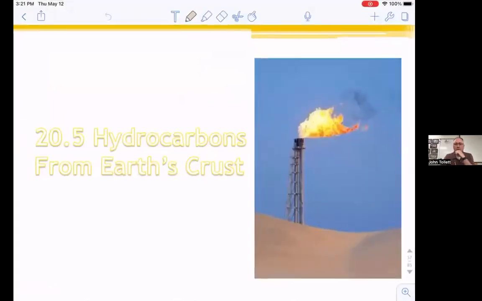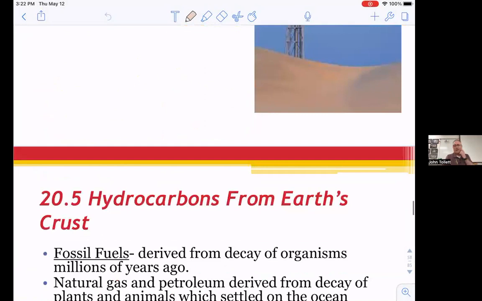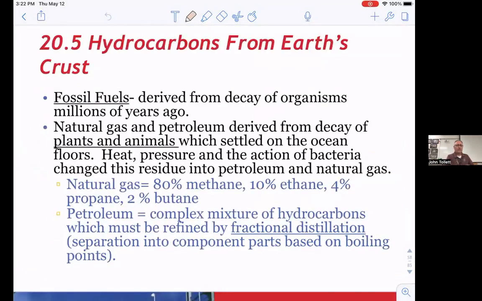I'm not going to be able to write everything on here, but I'm going to do the best I can. So the first thing we're going to talk about is where the hydrocarbons come from. Hydrocarbons come actually from organisms that were here millions of years ago, fossilized and decayed plants and animals from quite a long time ago.